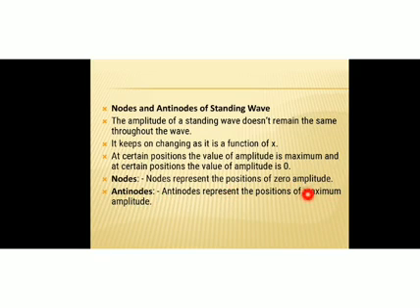So wherever the amplitude is maximum, those points can be represented by antinodes. So nodes represent positions of 0 amplitude and antinodes represent positions of maximum amplitude. Okay, so that is what is meant by nodes and antinodes of a standing wave.